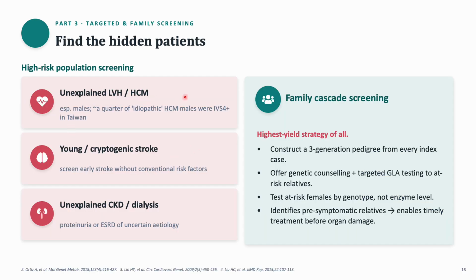Beyond newborn screening, there are two further screening strategies. The first is targeted screening of high-risk populations, patients already in our cardiology, neurology, and nephrology clinics. Screen males with unexplained LVH, hypertrophic cardiomyopathy, young cryptogenic stroke, unexplained CKD, and dialysis. The second is family cascade screening. Construct a three-generation pedigree from every index case. Offer genetic counseling, target GLA testing for family at risk. Test the at-risk female by genotype, not enzyme level. Identify presymptomatic relatives. Enable timely treatment before organ damage.